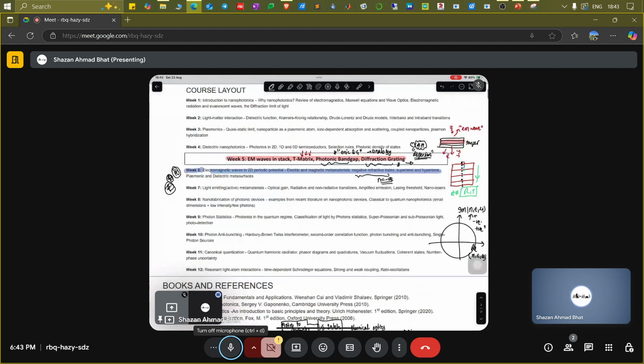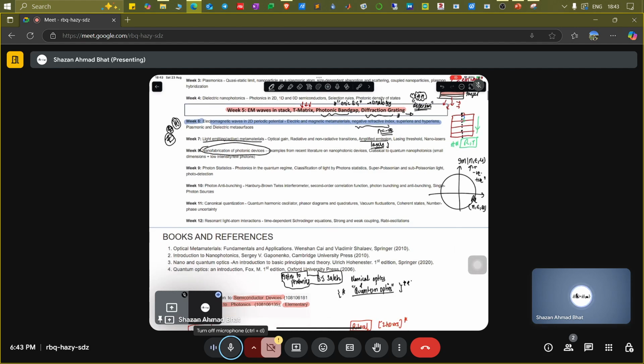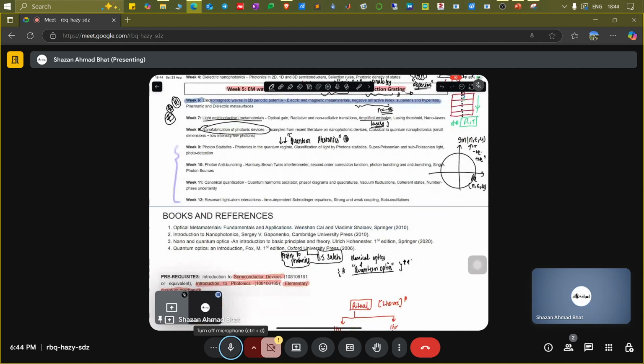Then I think we are going to talk about light emitting metamaterials, amplified emissions. We are going to talk about lasers also. That is also interesting. And then we are going to talk about nanofabrication. This is fabrication of the materials. And from here onwards, you go into the quantum photonics regime. In quantum photonics, that is my favorite part, to be honest. You talk about light not as an electromagnetic wave, but as photons.